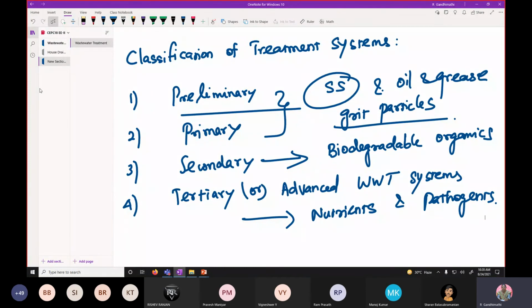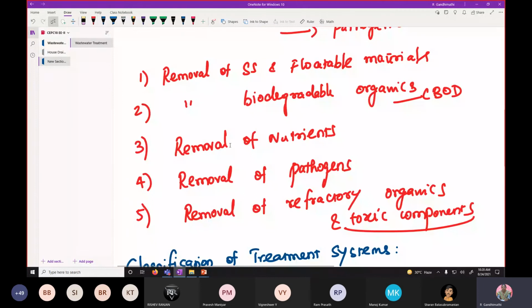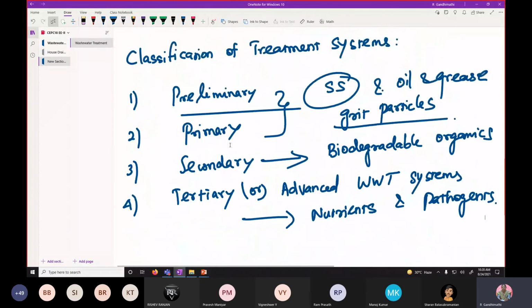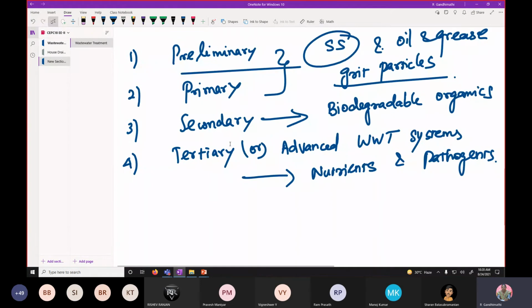The first objective of wastewater treatment, the removal of suspended and floatable materials, is achieved in the preliminary and primary treatment, and in secondary, biodegradable organics, especially the carbonaceous organic matter, are removed from the wastewater. In the tertiary, for example, if you want to reuse the wastewater for gardening or flushing in toilets, then we have to go with advanced wastewater treatment systems to remove nutrients like nitrogen and phosphorus. Also, we have to remove the pathogens. Then only it can be reused for irrigation or for flushing operations.